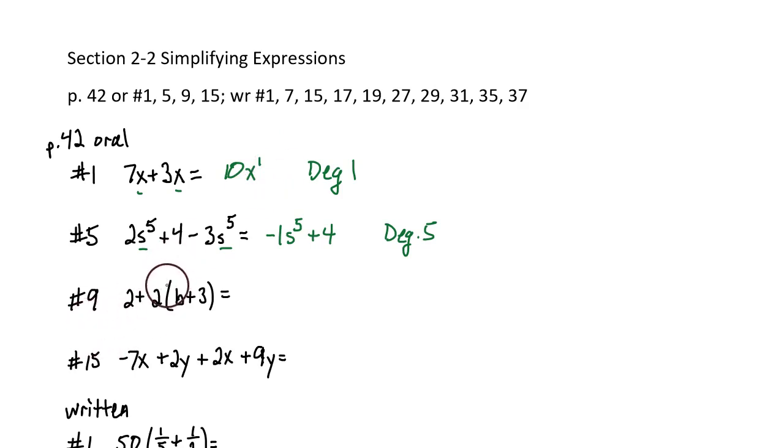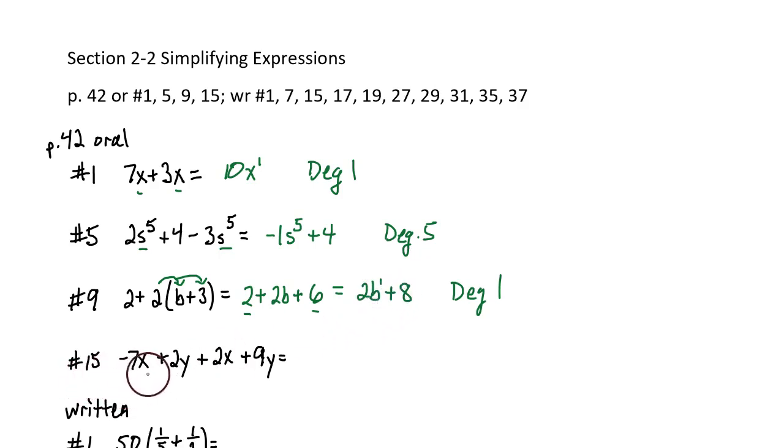Number 9, first step will be the distributive property, where you multiply the 2 to both terms in the parentheses. That creates 2 plus, now the distributive property, 2 times b is 2b, and 2 times +3 is +6. Now let's combine like terms. It's the constant of 2 and the constant of 6 which combine. So we have a 2b term and then +8. This is degree 1 because the exponent on the variable is to the first power.